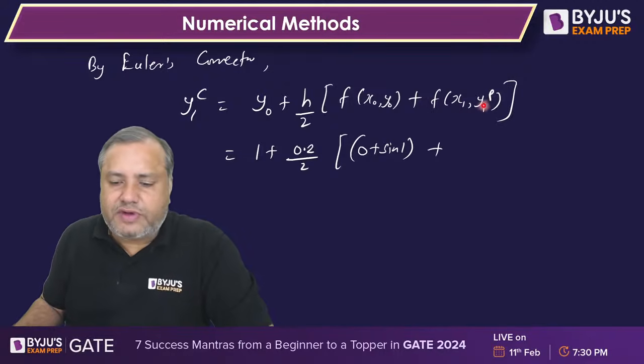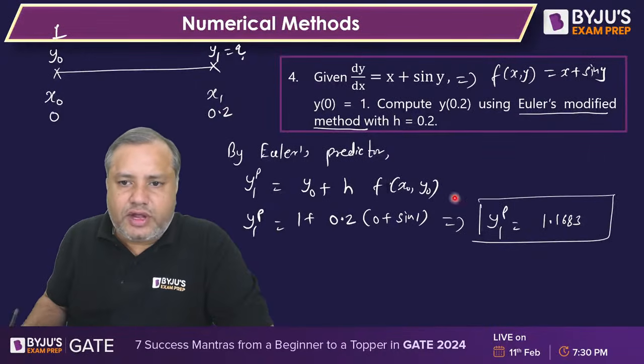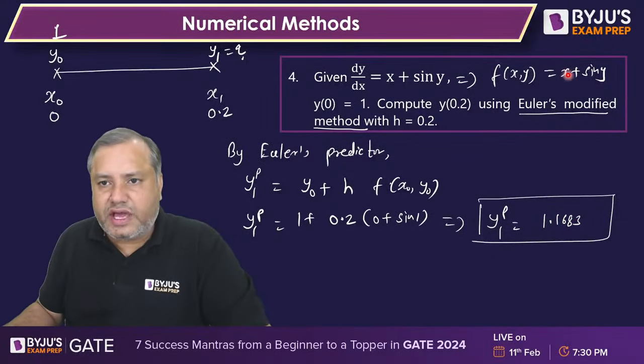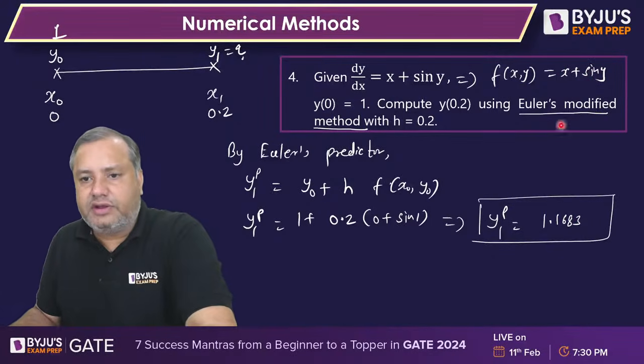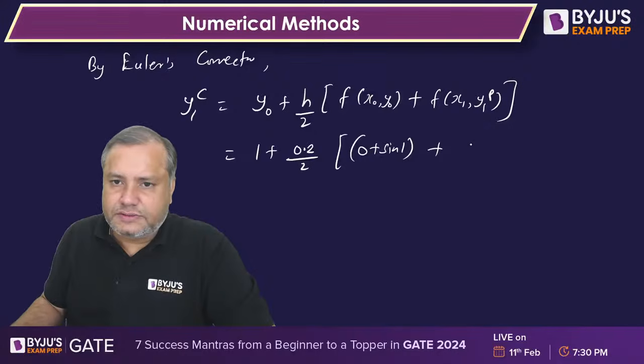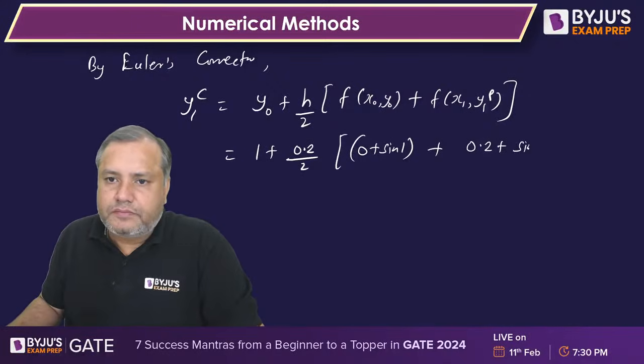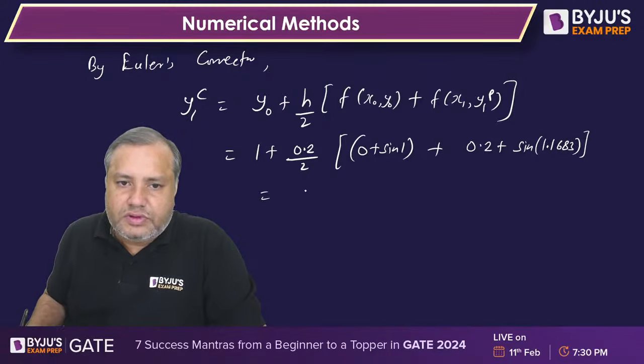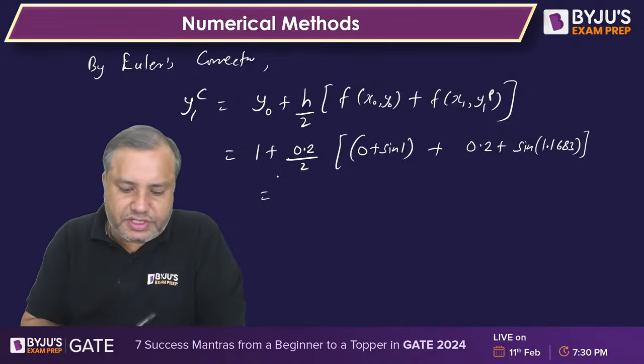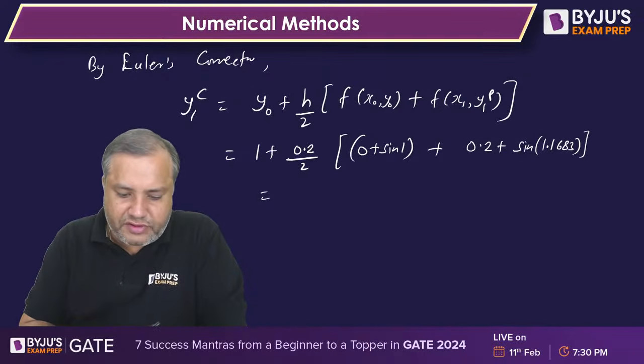Then f of x1, y1p. X1 is 0.2 and y1p is 1.1683. So 1 plus sine y1 and 2 plus 1.683. Perform this calculation now. With 1 plus, 0.2 by 2, that is 0.1. Put a bracket. I have sine 1.